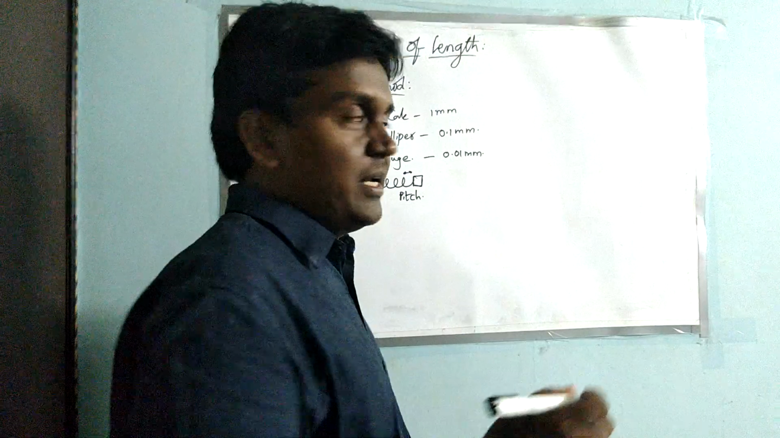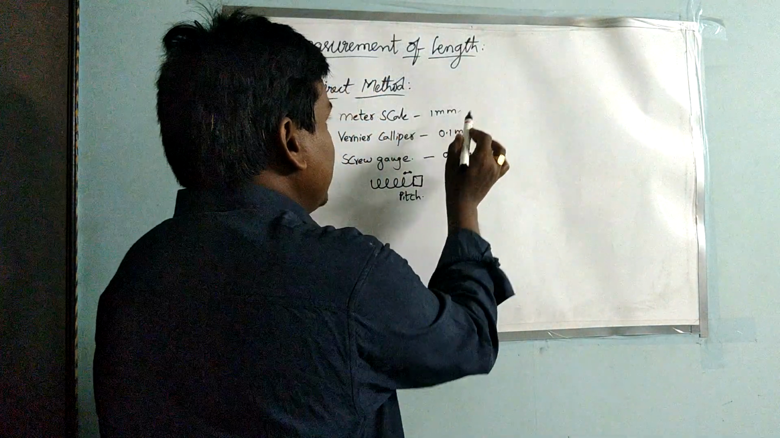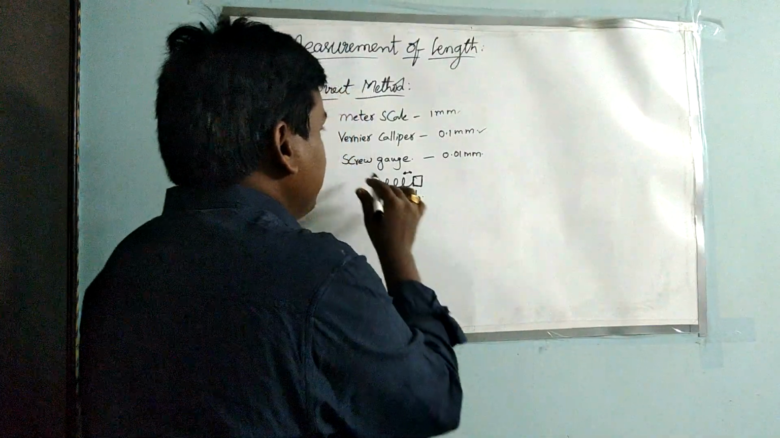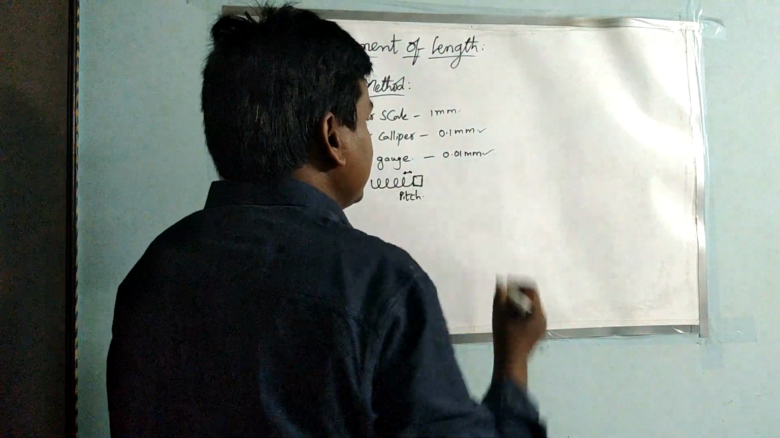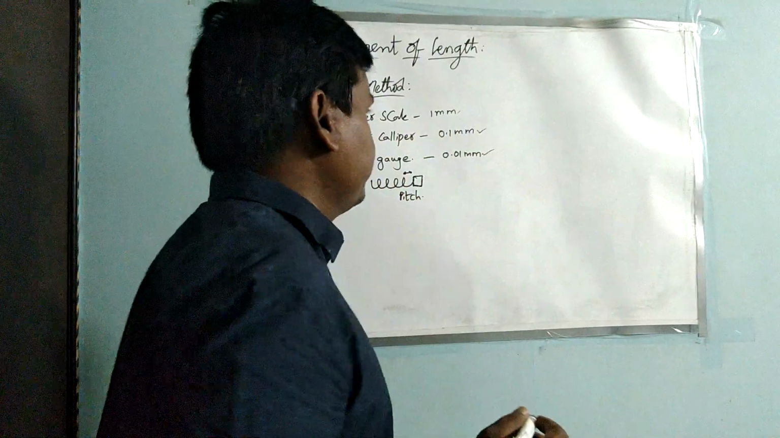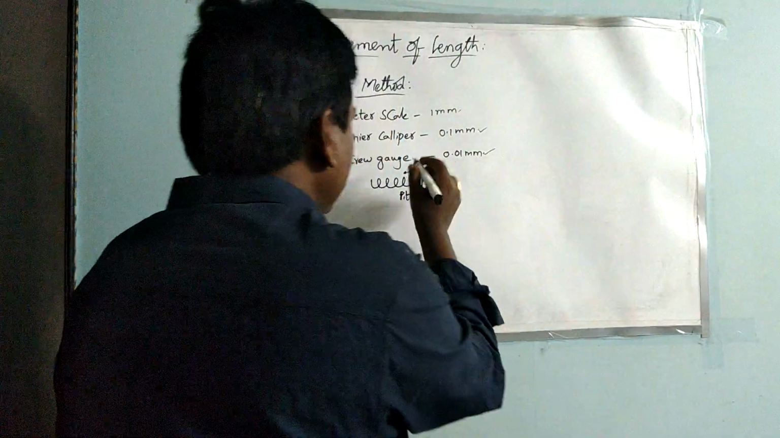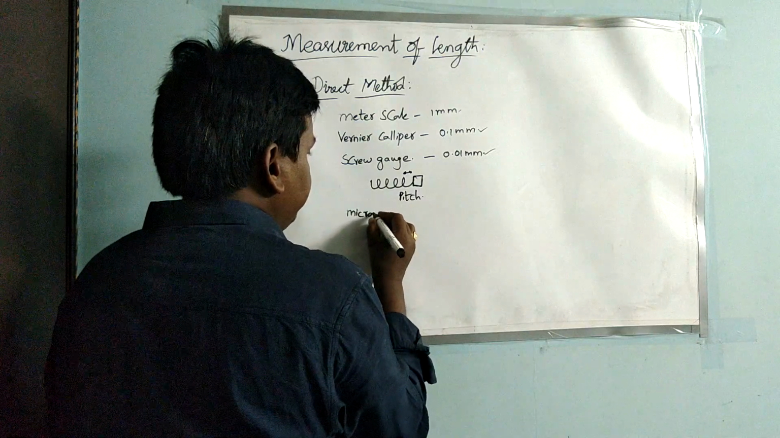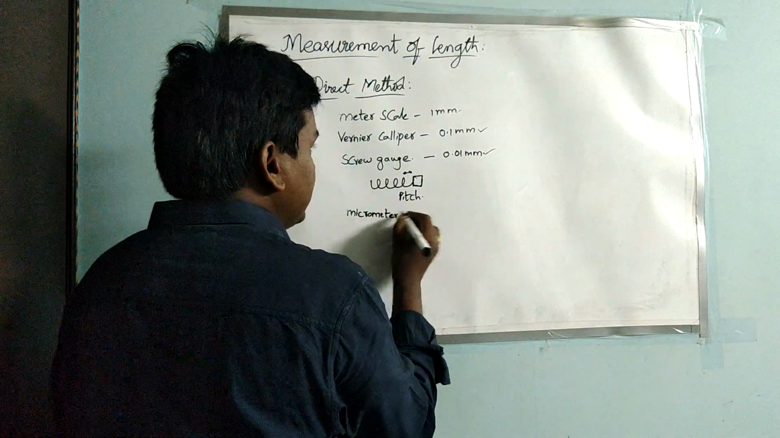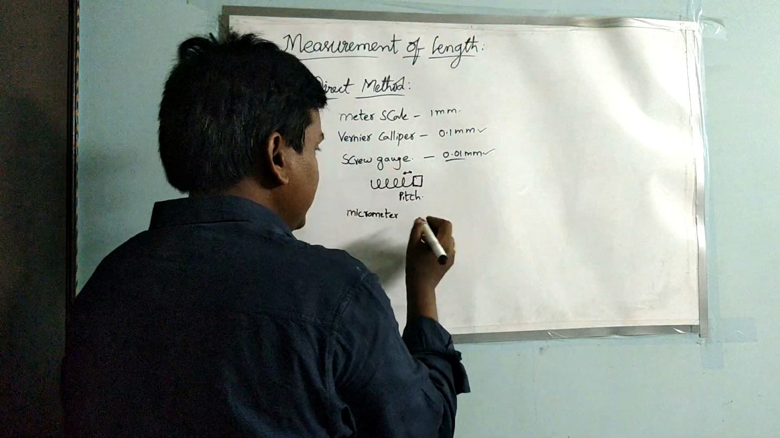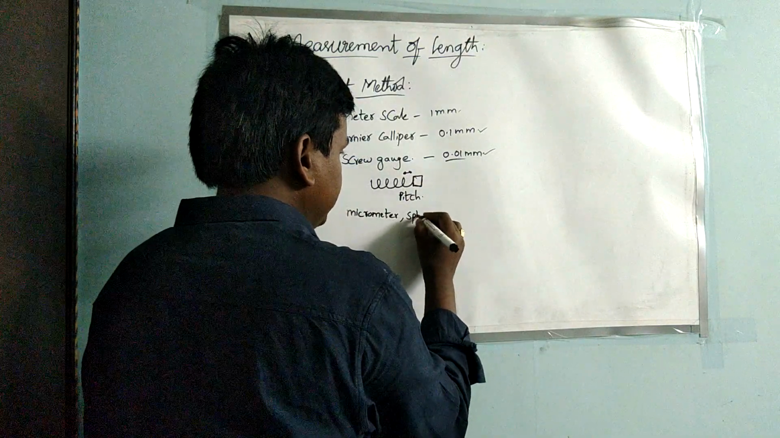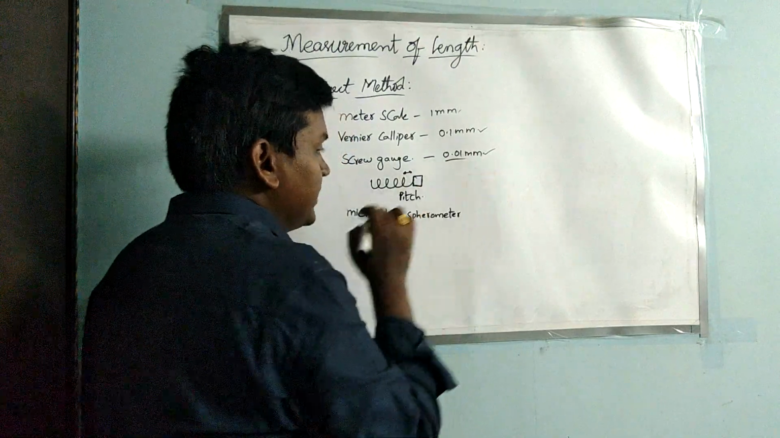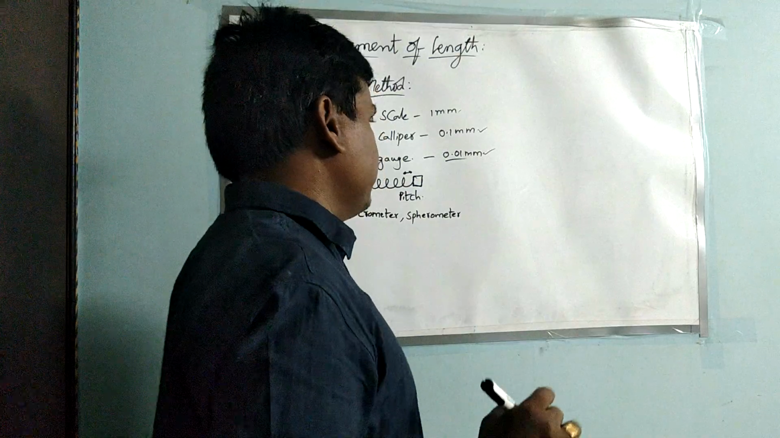By using a meter scale, the least count is 1 mm, by using vernier calipers, the least count is 0.1 mm, and by using a screw gauge the least count is 0.01 mm. And similar to the screw gauge we have a micrometer. This also has the same measurement as the screw gauge, and the spherometer also has the same measurement as the screw gauge, 0.01 mm.